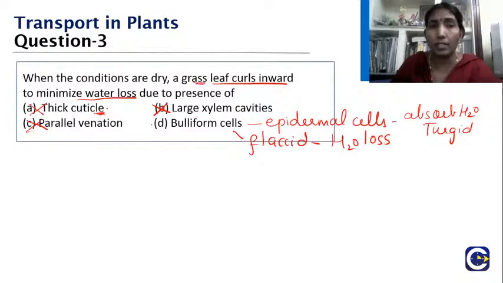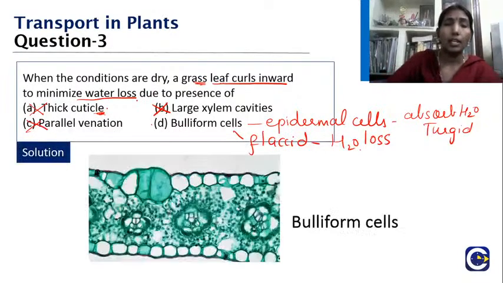But bulliform cells with grass, what is that? They become flaccid because there is water loss. So immediately they will curl up inward so that they will minimize the water loss. So this should be the answer. So what is the answer? It is the bulliform cells, as you observe.